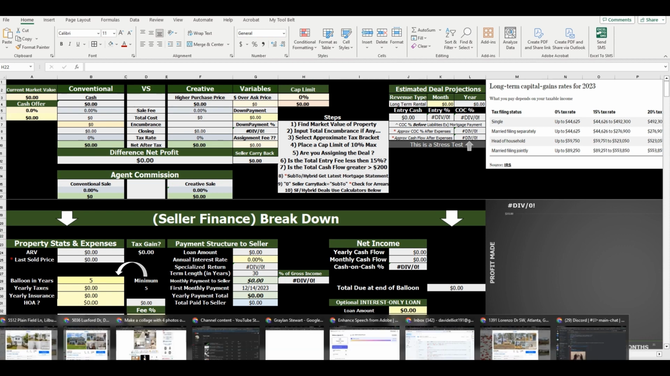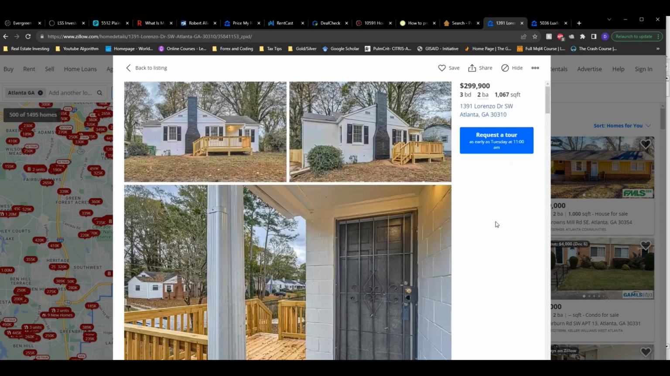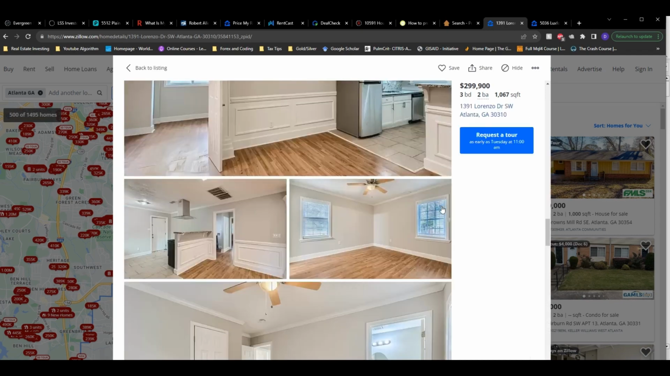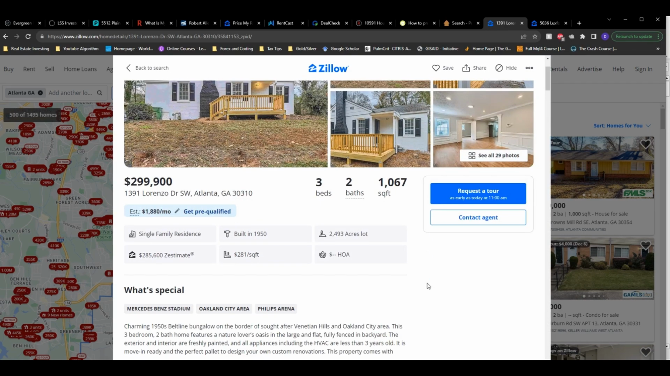I've got a property of interest here that I had found through Zillow, and this is it right here on your screen. Just by the looks of it, you can see that this property was fully renovated. It's a beautiful property. There's nothing that needs to be done to it. It's completely rent ready. And this is a seller finance prospect deal.